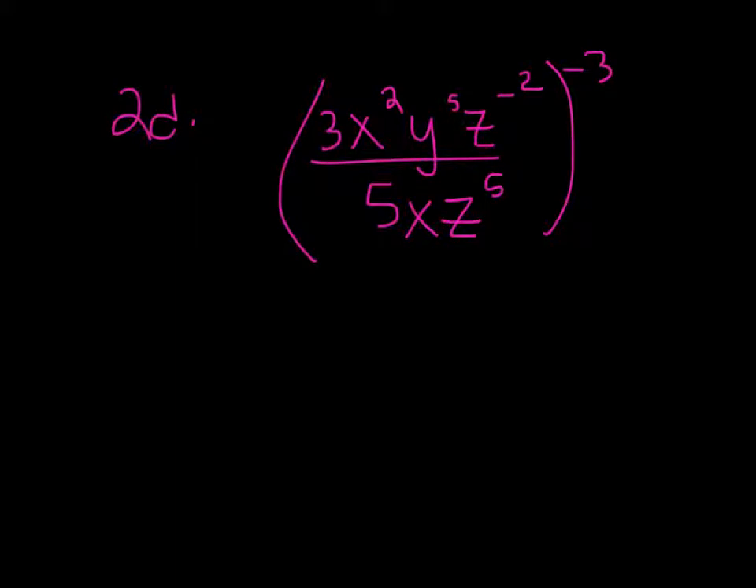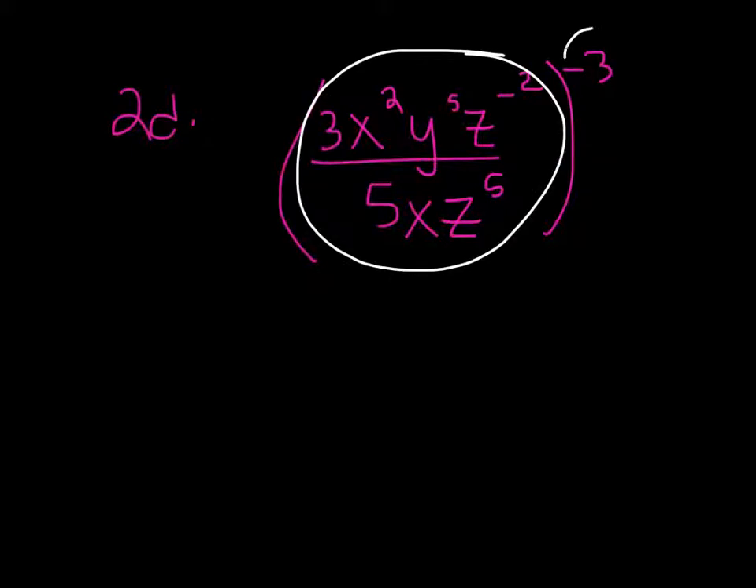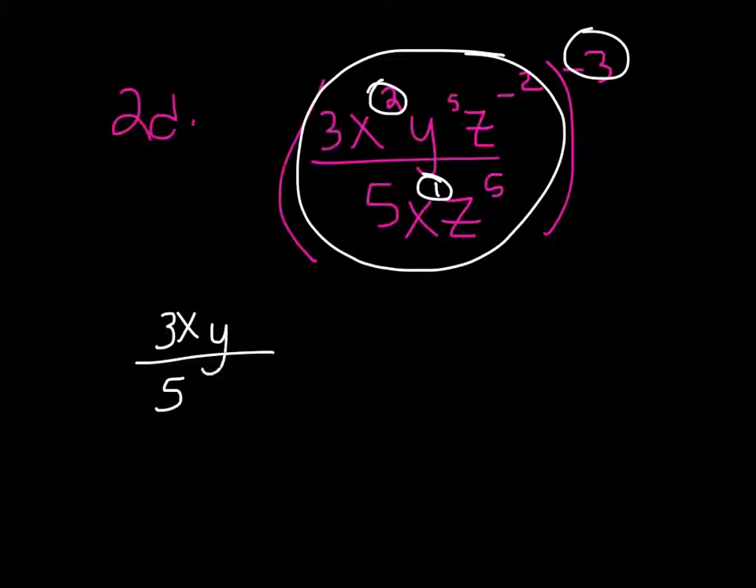Okay, a couple different ways to approach this problem. I would probably suggest simplifying what's inside first. So that's what I'm going to do. I'm going to simplify this stuff first, and then I'm going to worry about this power. So I'm going to start with my coefficients. 3 divided by 5 stays as 3 over 5. X squared over x, I'm going to do 2 minus 1, so I'm going to have x to the 1, or just x. There's no more y's, so just y to the 5th.